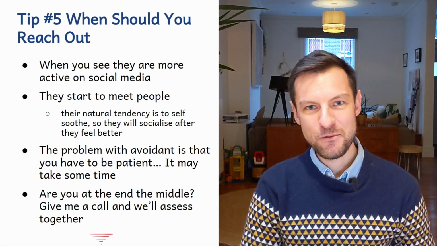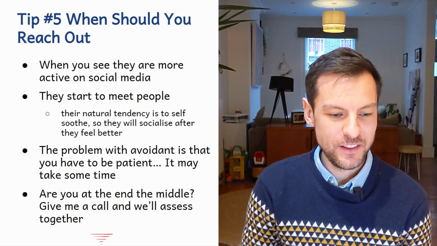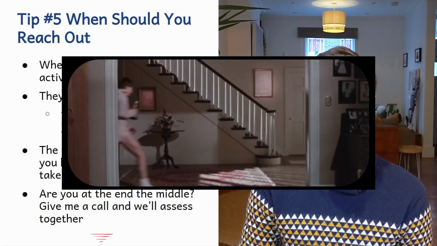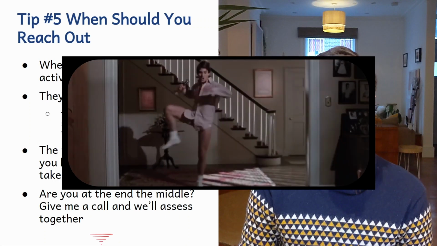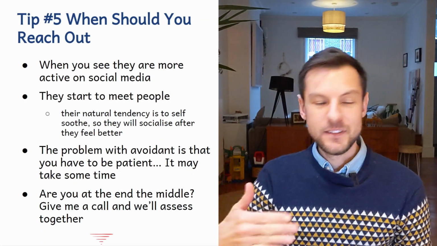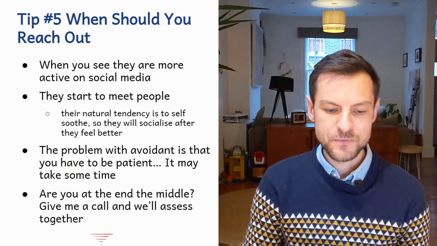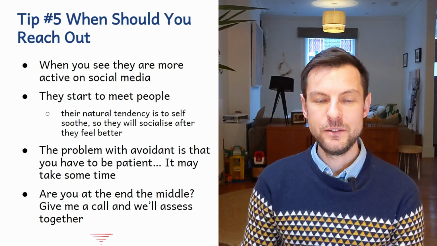Type of Risky Business type of thing. They're dancing in their living room in their underwear. Just take those old records on. And so they start to meet people. Their natural tendency is to self-soothe, as we discussed. So they will socialize after they feel better.